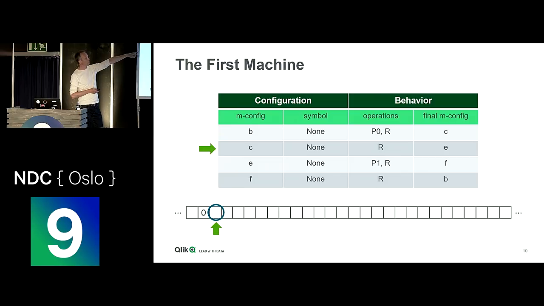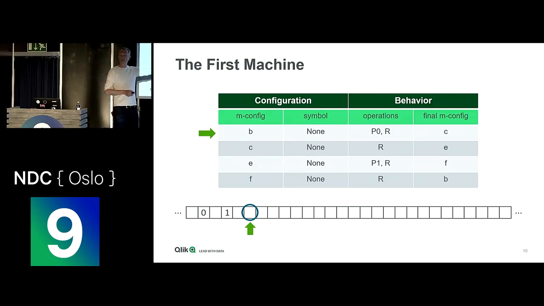And here there's no symbol, so we just move to the right. Then we go to the next state, which is E. At E, we will print a one, we will move to the right, and then we go to F, which moves to the right, and then it goes back to the beginning. So we have a loop here. So this machine will be able to just produce these digits over and over and over again. So we'll produce 01, 01, 01, 01, and so on.